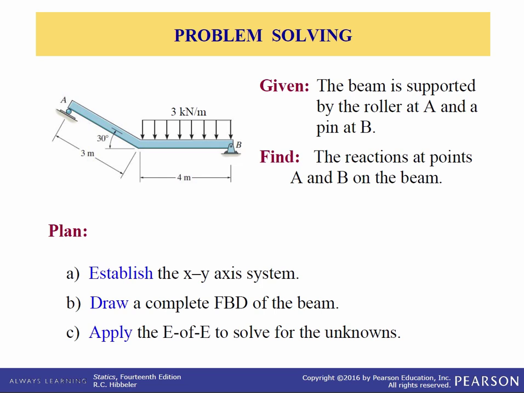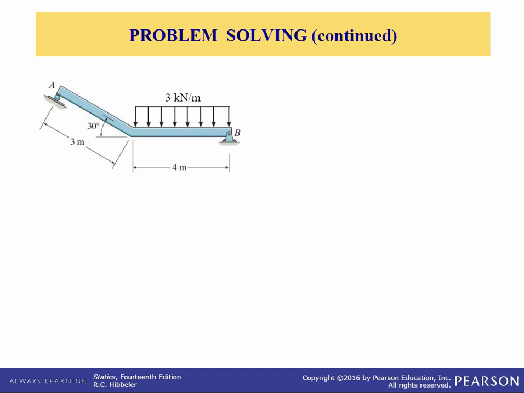Okay, here's another one, and this time we have a distributed load. We have this beam. It's supported by a roller at A and a pin at B, and it's subjected to this distributed load. We want to find the reactions at points A and B. So first we'll establish the XY coordinate system. We'll draw a free body diagram and then apply the equations of equilibrium.